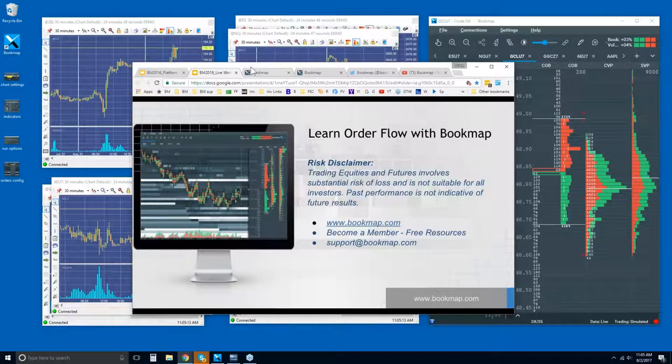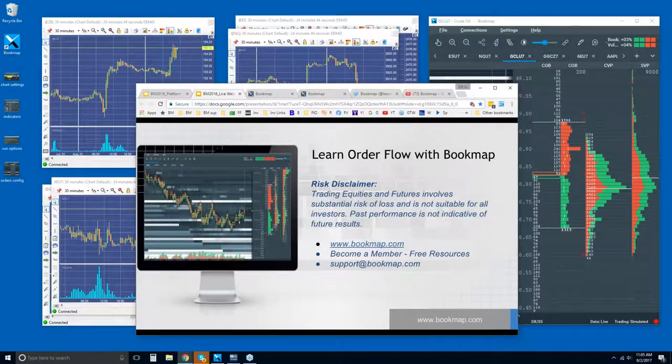And let's go through the live order flow analysis here in Bookmap.